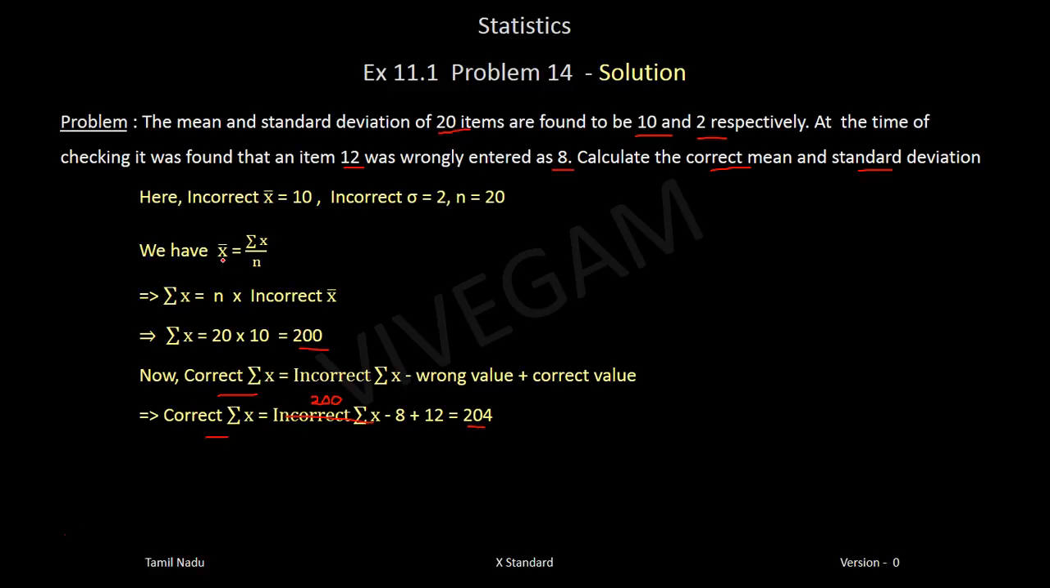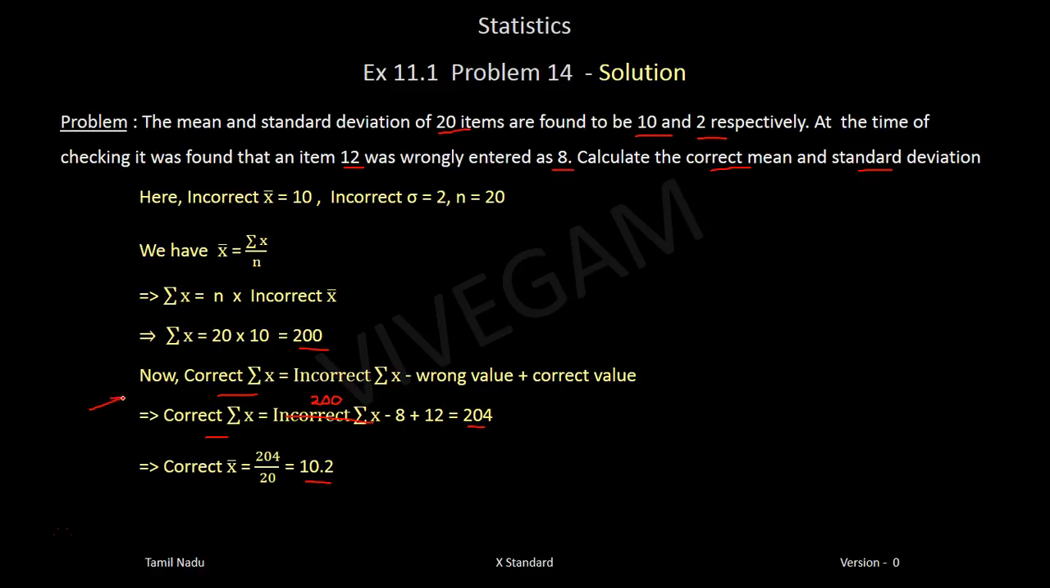And what is our correct mean? Mean formula: sigma x divided by n. So the correct mean will be the correct sigma x, 204, divided by n, which is 20. So that gives us 10.2. You got it? So basically what are we doing? We are using this formula.